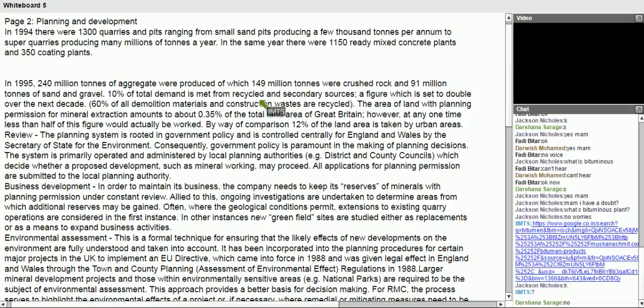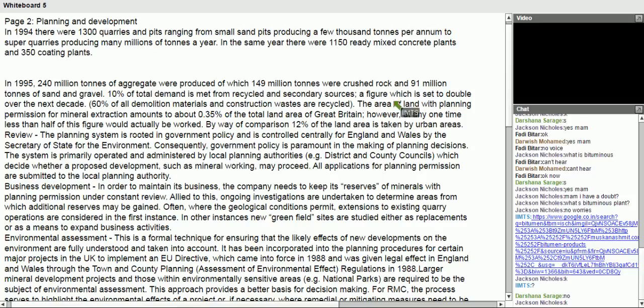10% of total demand is met from recycled and secondary sources, a figure which is set to double over the next decade. 60% of all demolition, materials and construction wastes are recycled. See how they do justice with the environment. When a building is being demolished, you get concrete which has been used at the time of manufacturing, like broken stones and all, right? Construction waste, right? They recycle that to produce aggregates and other materials which are used in buildings. Okay, so this is how they do justice with the environment. Fine, they recycle it.